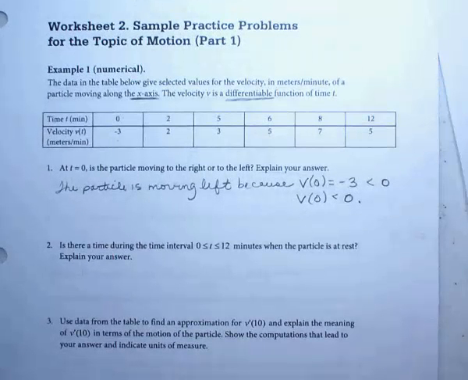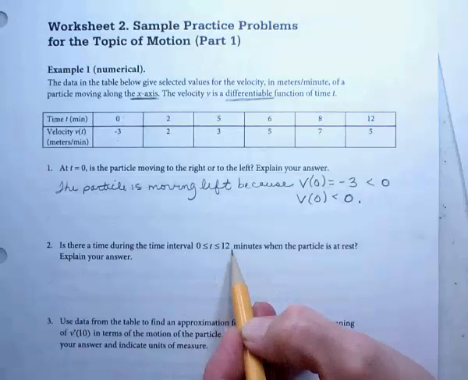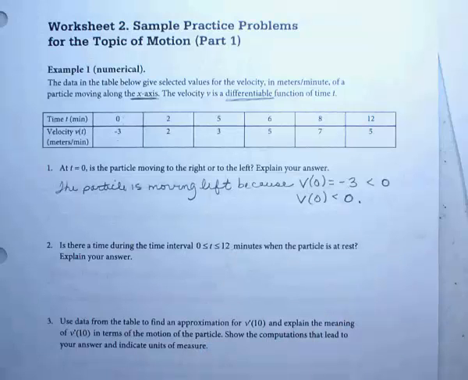Question 2: is there a time during the time interval from time equals 0 to 12 minutes when the particle is at rest? Explain your answer. You might remember from worksheet number 1 that a particle is at rest when the velocity is equal to 0. It's pausing, it's thinking, it's resting, it's catching its breath. Look at the data table. I don't see any 0 values for velocity. That's the first thing I look for.